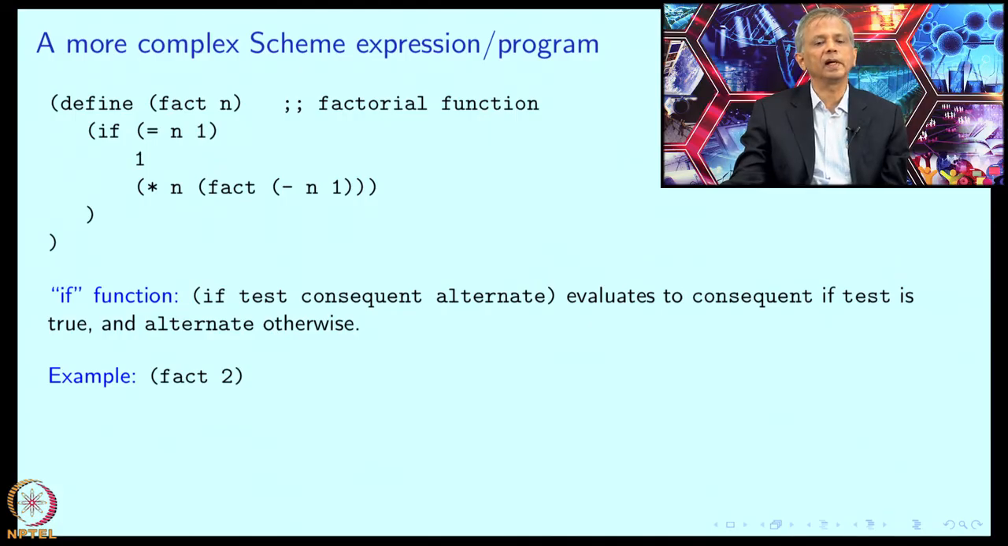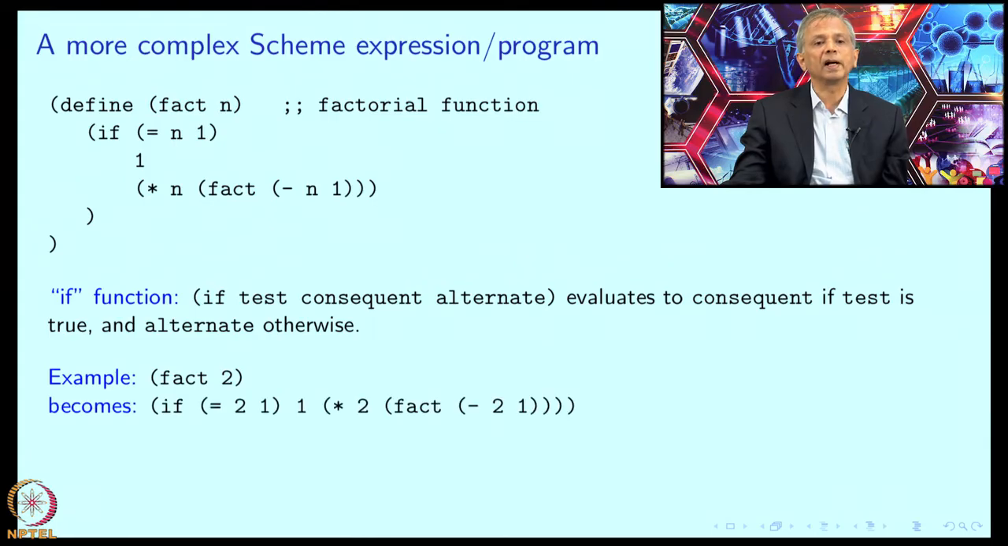So suppose we have written down an expression fact of 2. What happens? As we said in the last slide, the name fact is going to be replaced by the definition of fact, and 2 is the argument, and 2 will replace the parameter in the function. So this entire function body is going to be placed over here. Notice that n is 2, so instead of equal to n 1, we will write equal to 2, 1. So 1 is going to come as such, and then times n fact of n minus 1, so everywhere n is going to be replaced by 2. Now this expression that we started off with has become this expression.